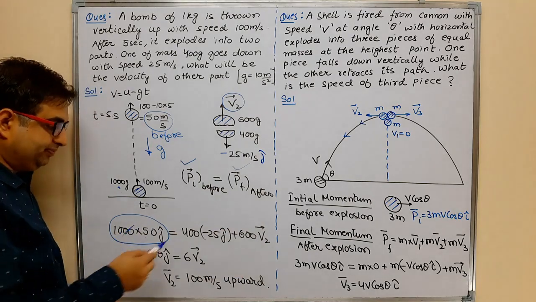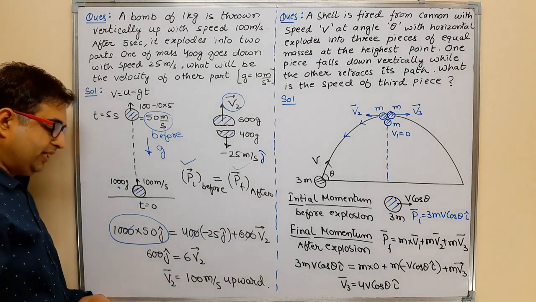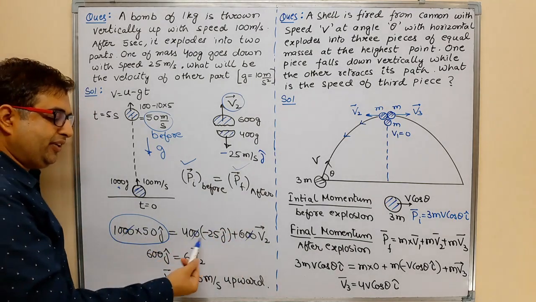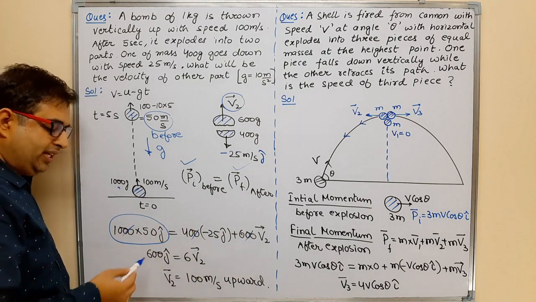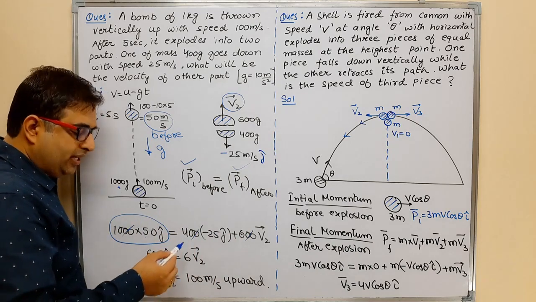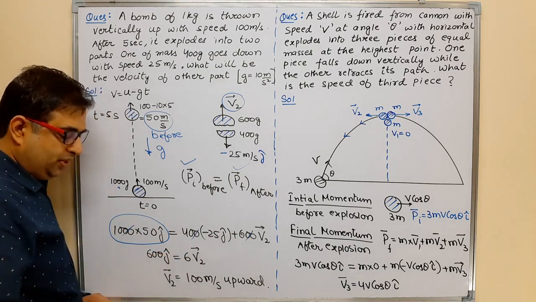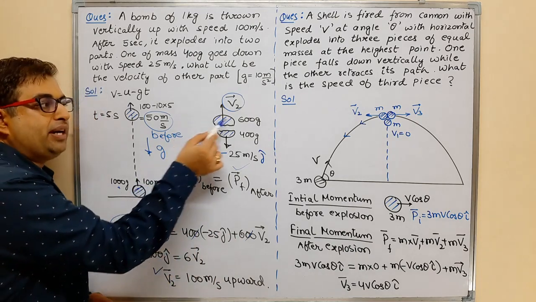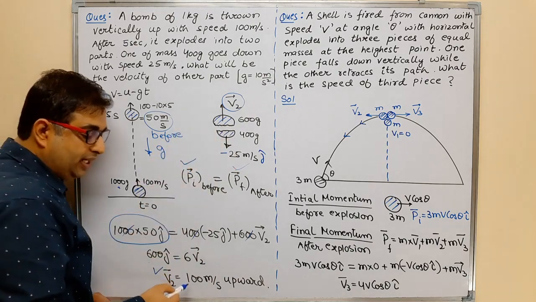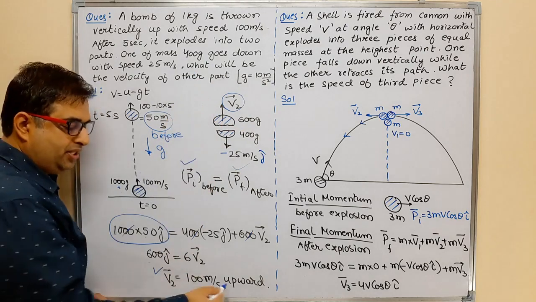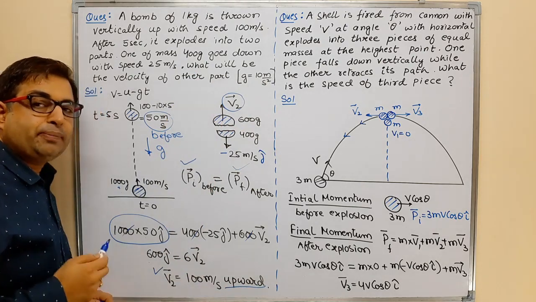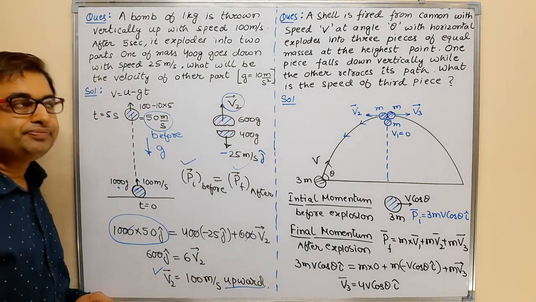Now solve it. This 100 will cancel out. Here you will get 500 and here you will get minus 100. So when you move it to the left side, it becomes 600 j cap is equal to 6 v2. So the velocity of the second part, 600 gram, is 100 meter per second j cap. j cap means upward direction. So the answer is 100 meter per second in the upward direction.